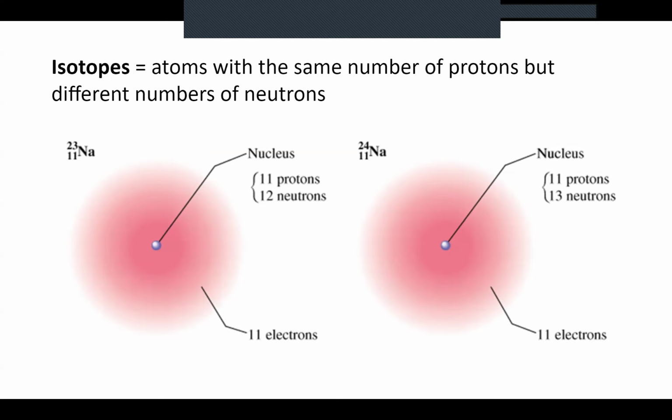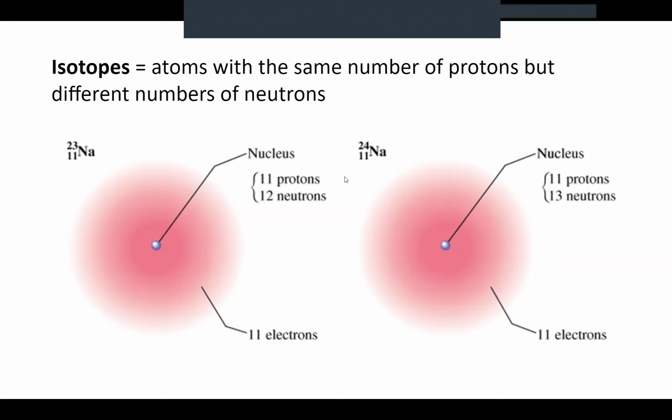Since protons are what define an element's identity, you can have 2 atoms with the same number of protons, but they could have differing numbers of neutrons. If that's the case, we call those 2 forms of the element isotopes. Iso is a prefix that means same. So it's 2 forms of the same element.